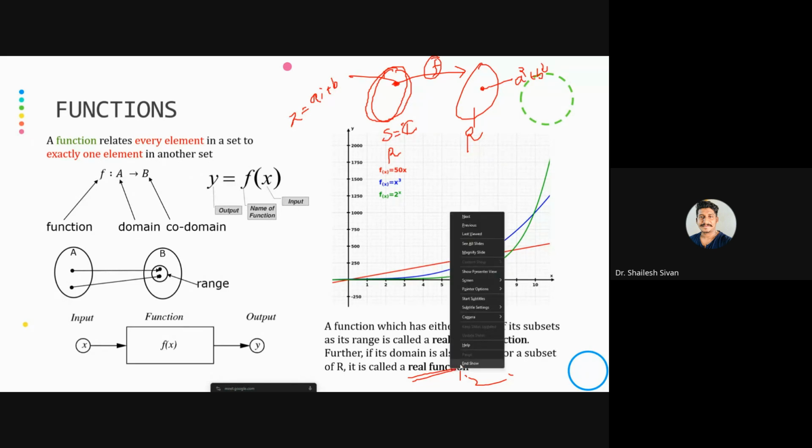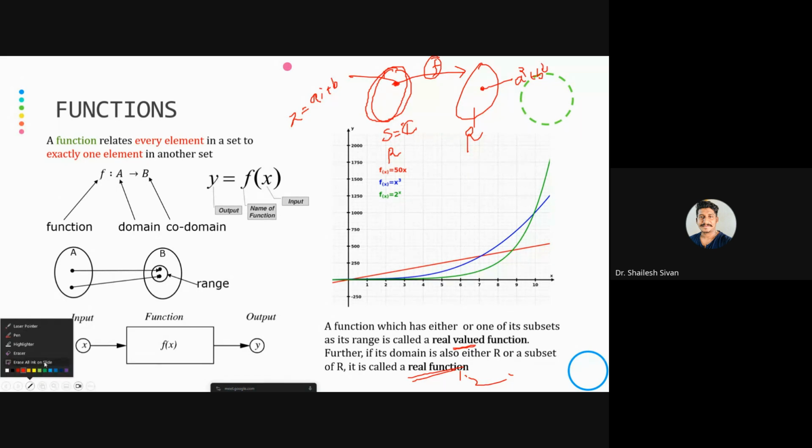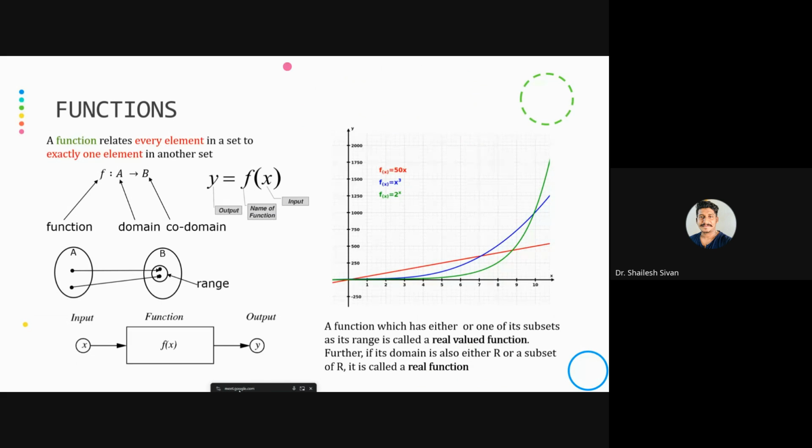So how can we represent a real function? Every real function can be represented as a curve on a two-dimensional plane. See, this is a function of the form 50x. This is a function of the form x cube. This is a function of the form 2 raised to x, right?